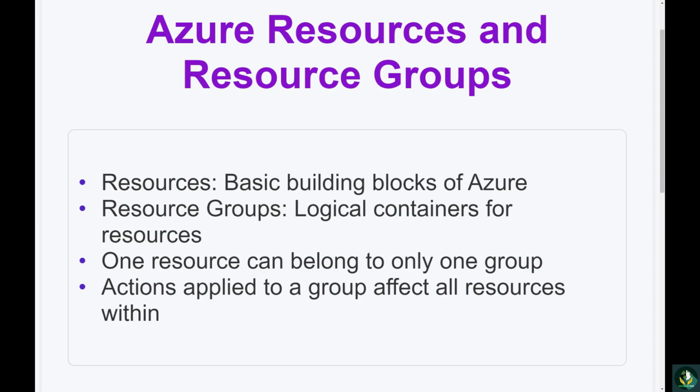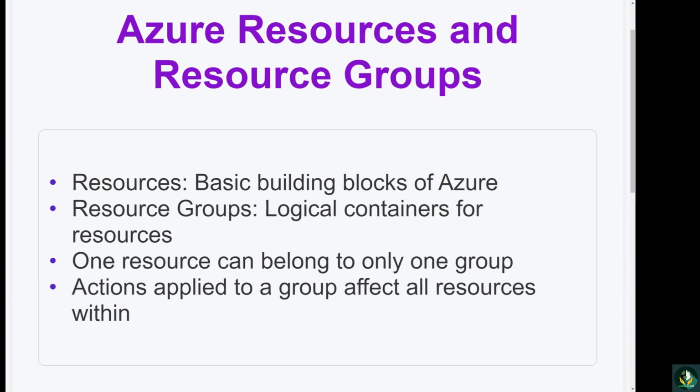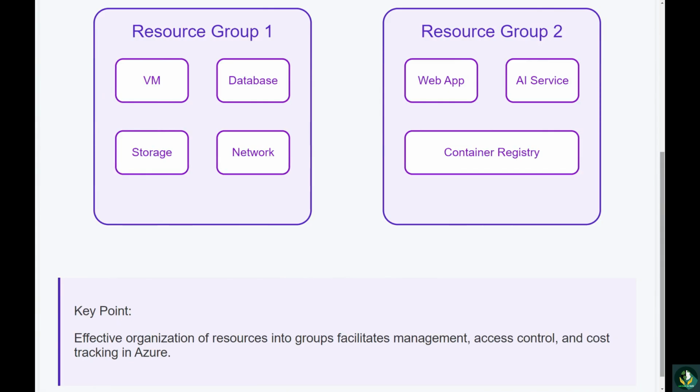Lifecycle management. Resources in a group typically share the same lifecycle. You deploy, update, and delete them together. This makes it easier to manage the entire application or project as a cohesive unit. Access control. You can apply role-based access control, RBAC, to a resource group, which then applies to all resources within that group. This simplifies security management, especially for large-scale deployments. Cost management. Resource groups facilitate easier tracking and management of costs associated with specific projects or applications.